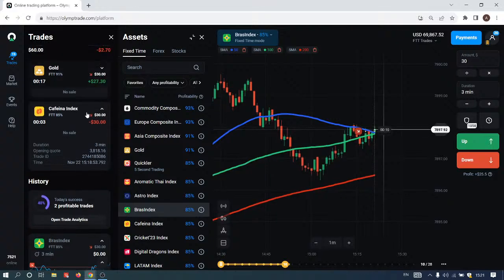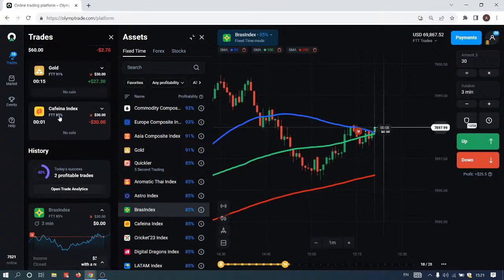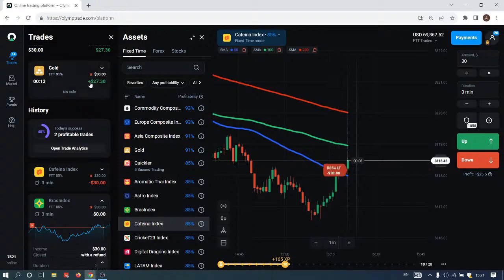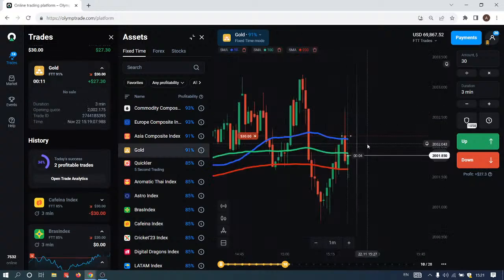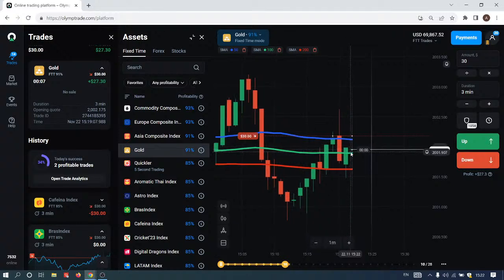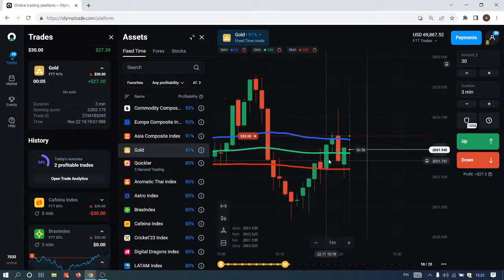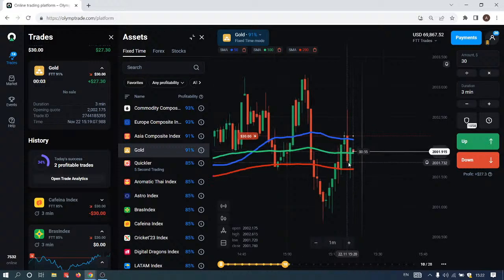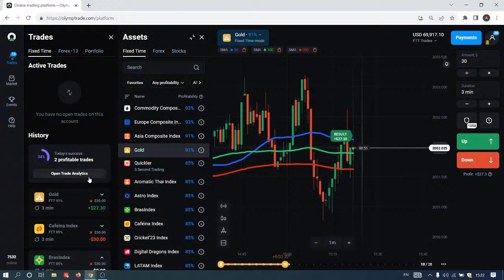Right. So, caffeine index. Okay. So breakout, unfortunately, but luckily my trade on gold. 10 seconds to go. Okay, let's wait and see. It's a little bit too volatile here, but I think this one will be closing with profits.